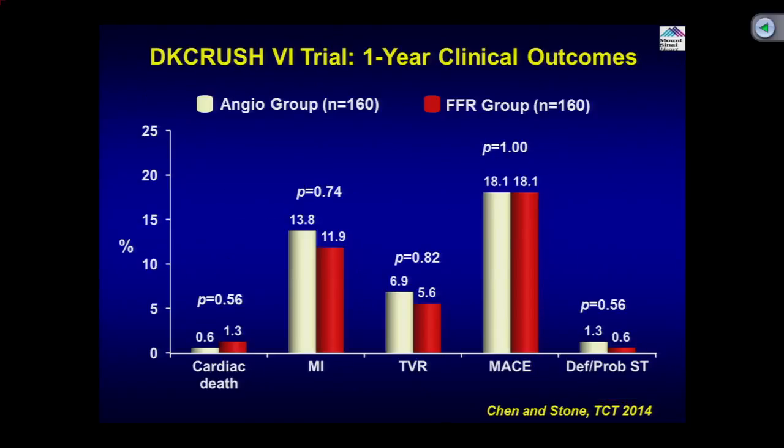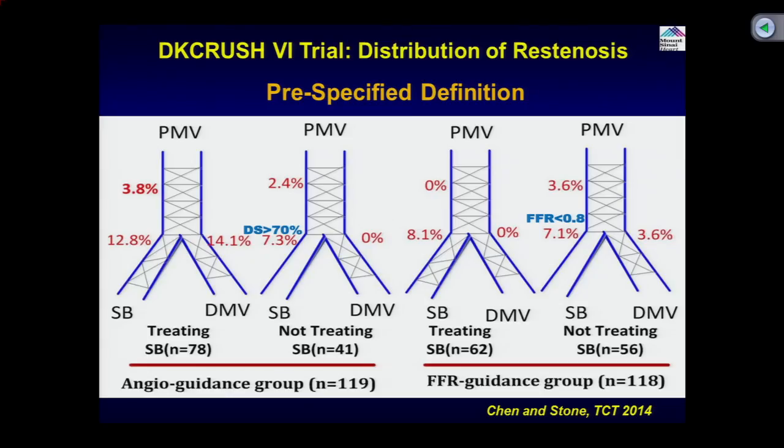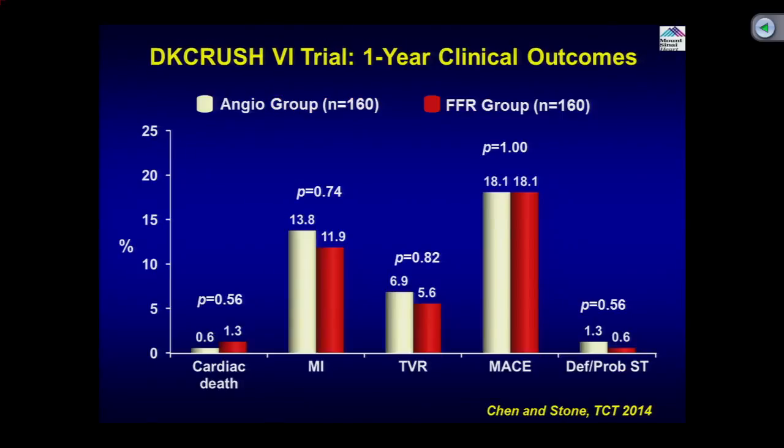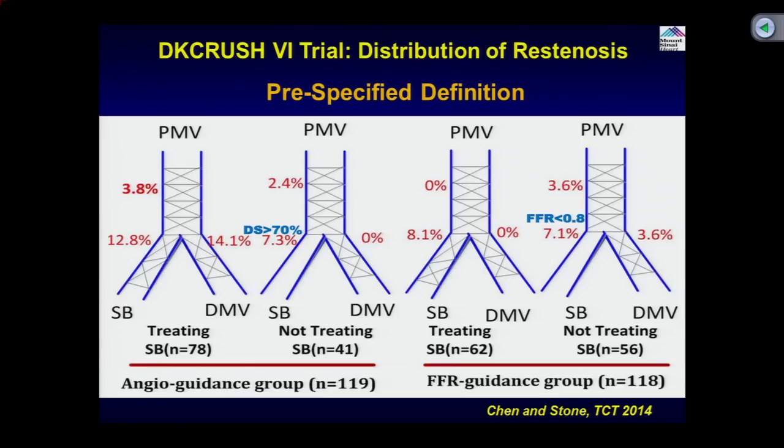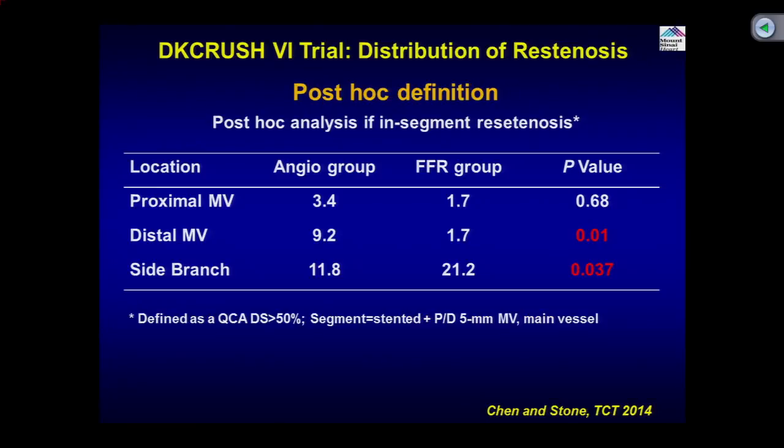But what about the 1 year outcome? As you can see, identical. So you went through this very complex process of FFR guided or angiographic guided, and you get exactly identical outcomes of MI, TVR, stent thrombosis and MACE. So the more important issue is where was the stenosis when these patients came back in this 6% group. They actually define it in the proximal main vessel, distal main vessel or side branch, and I put it in a very simple slide.